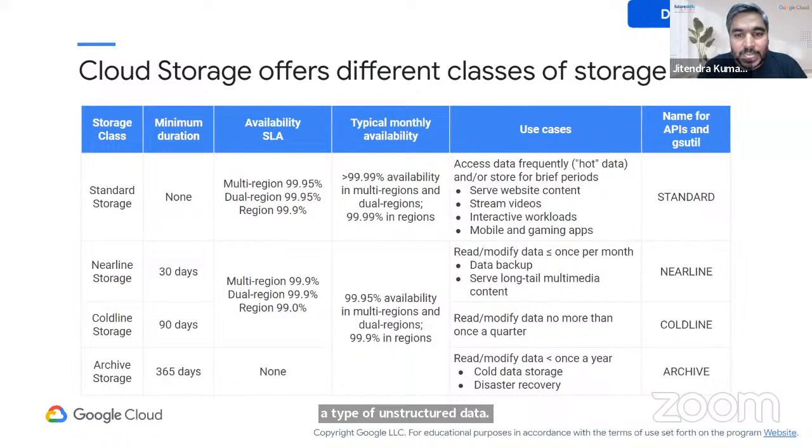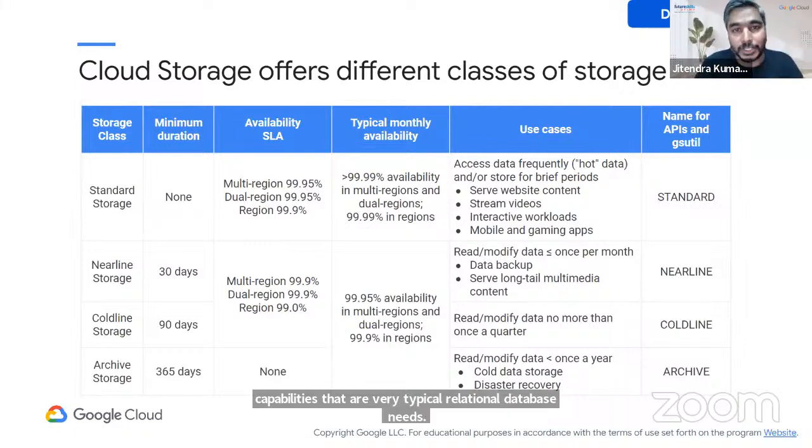Transaction data will not be unstructured data, but when you back up your transaction, I'm talking about backup copies here. For transactions, you might actually need a standard typical relational database. So you might use Cloud SQL and configure your standard relational database, because you need ACID compliance and other capabilities that are very typical relational database needs. So for OLTP kind of workloads, you need a standard relational database.